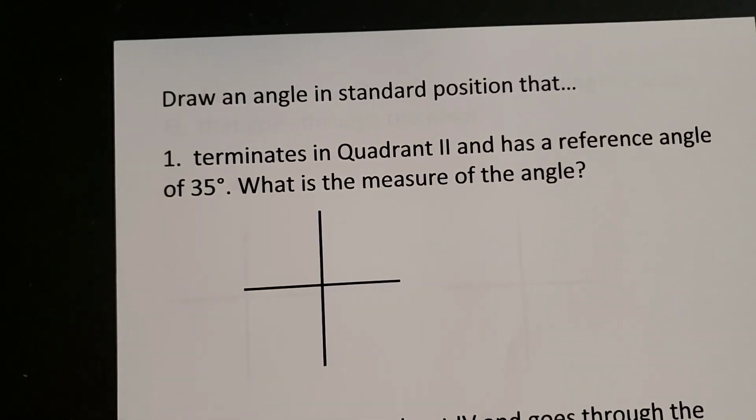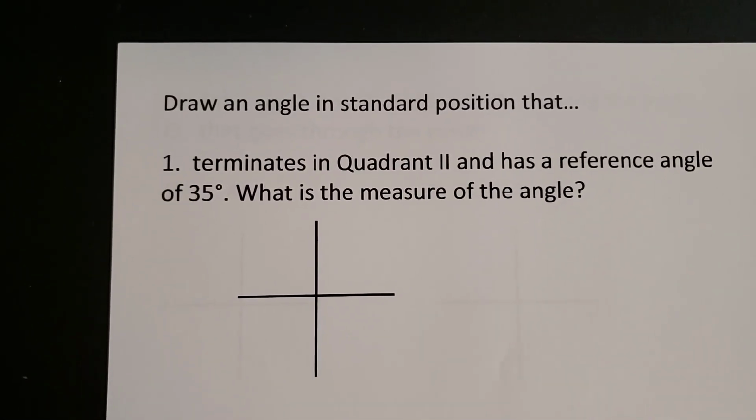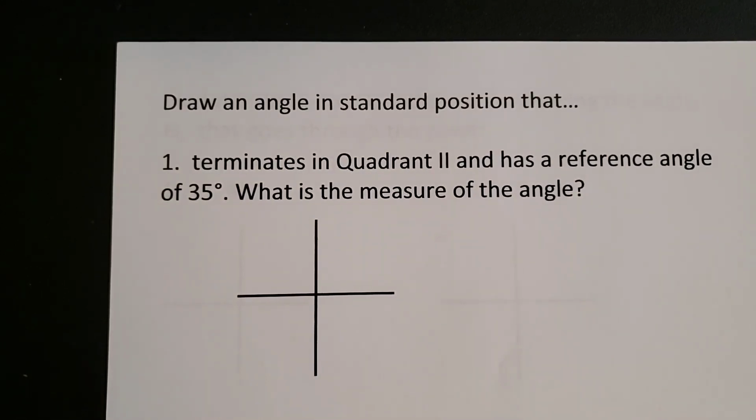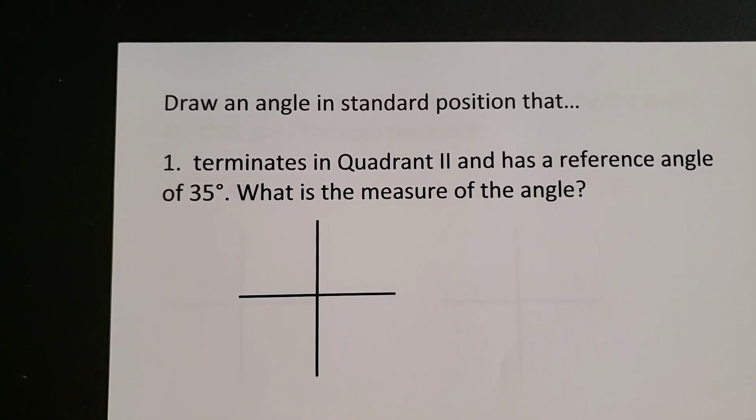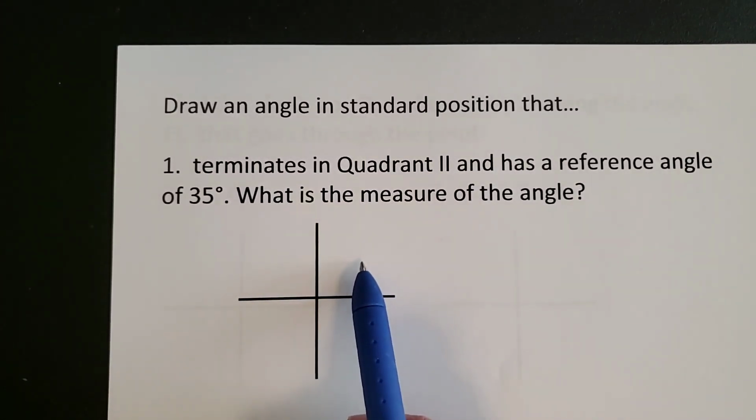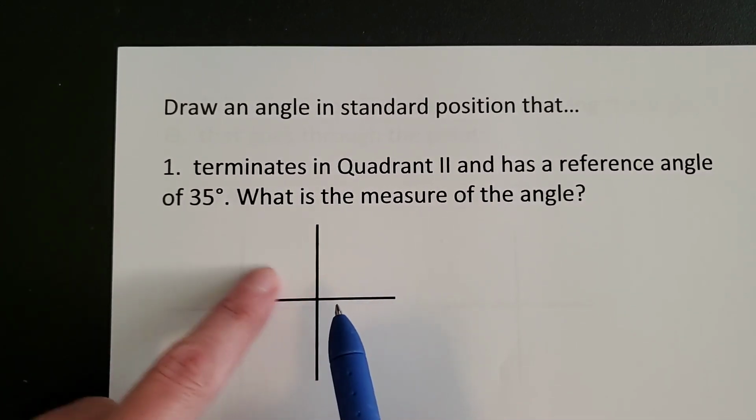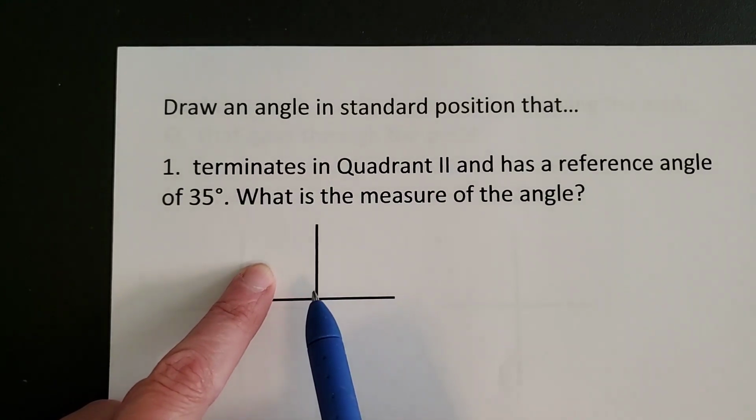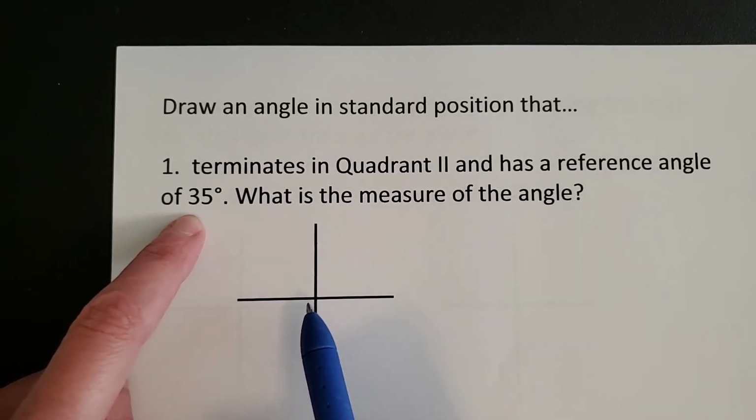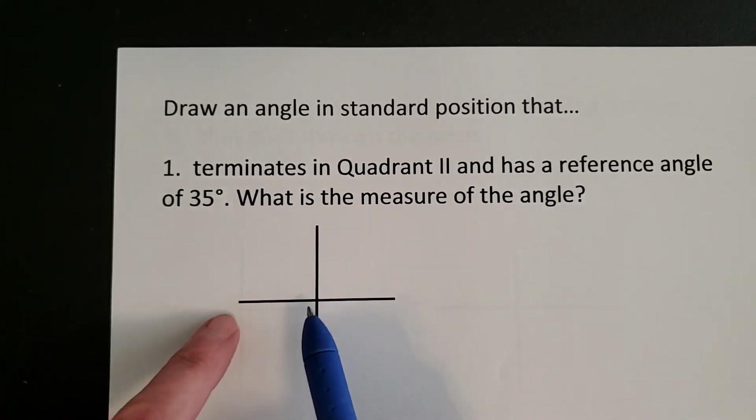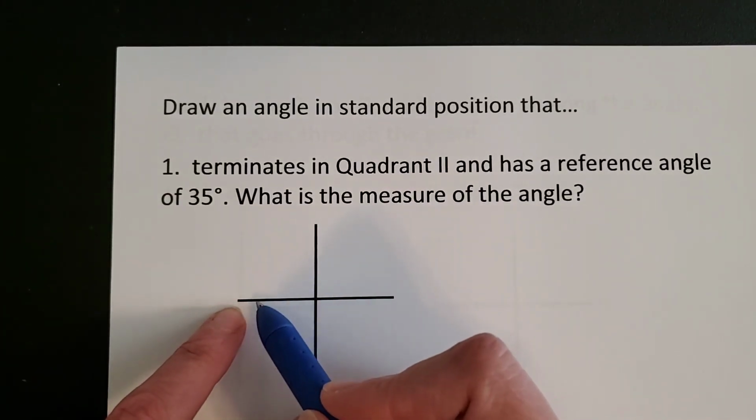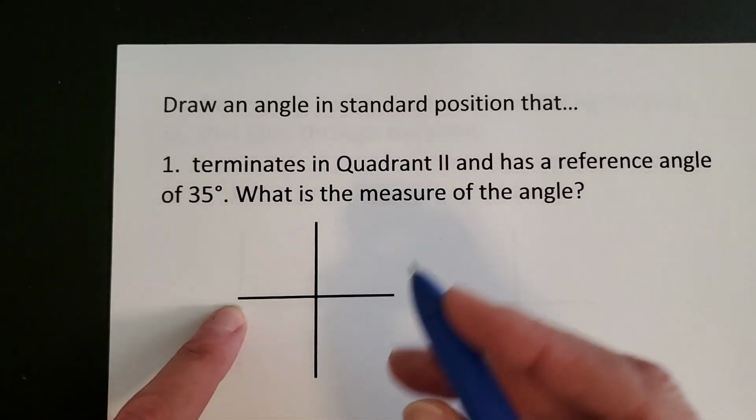Let's see if we can find the mystery angle here. Draw an angle in standard position that terminates in quadrant 2 and has a reference angle of 35. Well, the first thing we need to do is figure out which one is quadrant 2. Remember, we start counting here and go counterclockwise. This is 1. So this is quadrant 2. So I need my angle to end over here. And it has a reference angle of 35 degrees. So that means that my angle will end 35 degrees up from the horizontal.